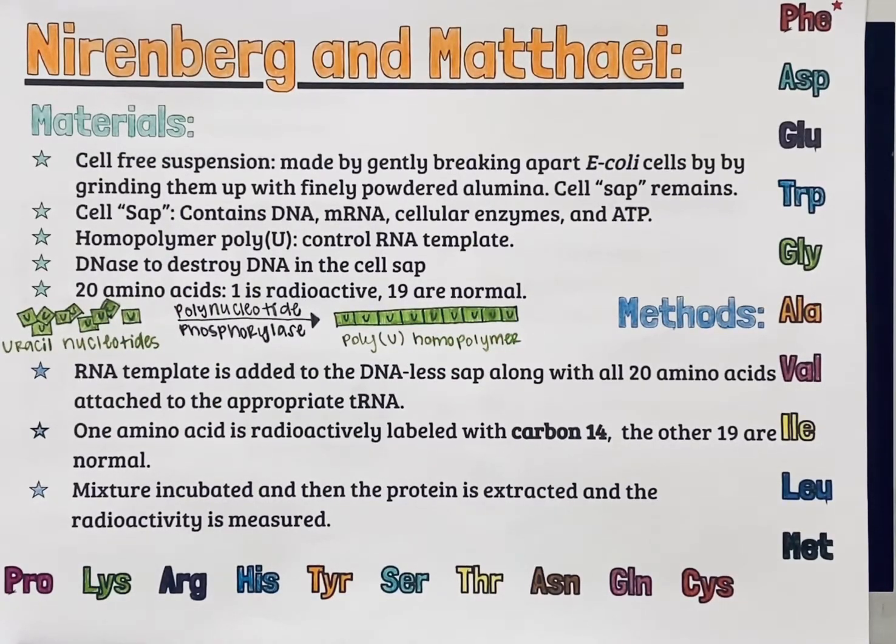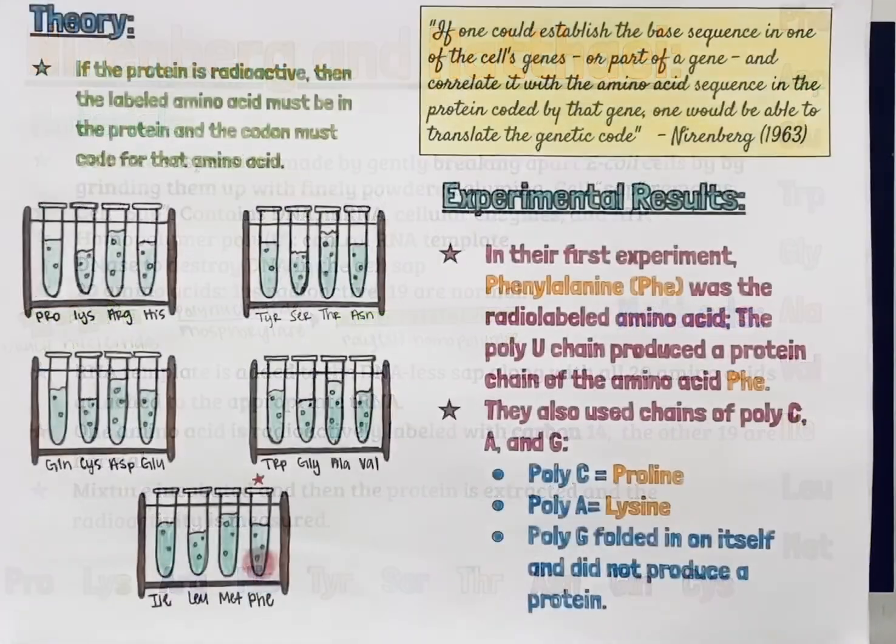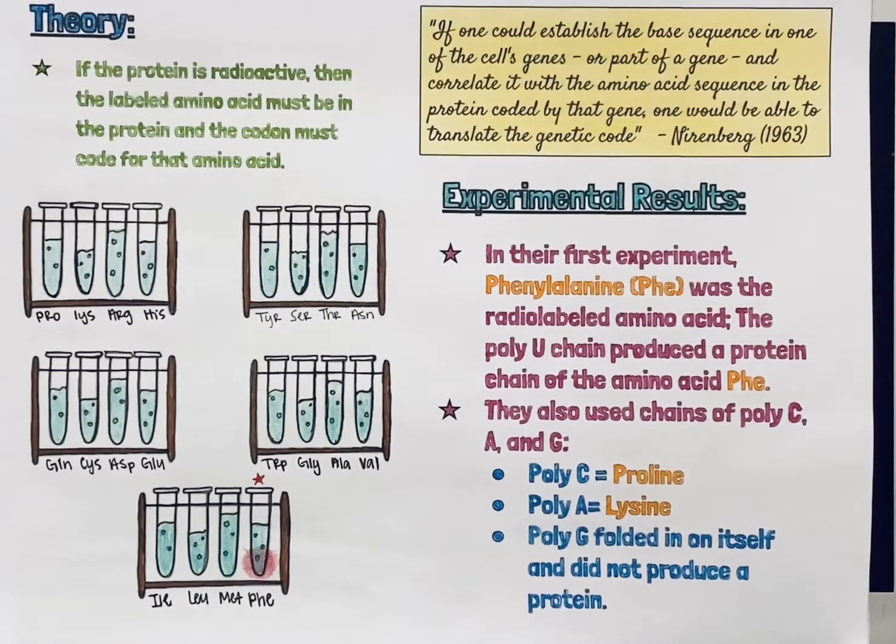They repeated this study 20 times, each time radioactively labeling a different amino acid. If the extracted protein was radioactive, then the labeled amino acid must have been what was making the protein. In other words, the codon must code for that amino acid. In their first experiment, phenylalanine was the radioactively labeled amino acid. In other words, the poly-U chain produced a protein chain of the amino acid phenylalanine.